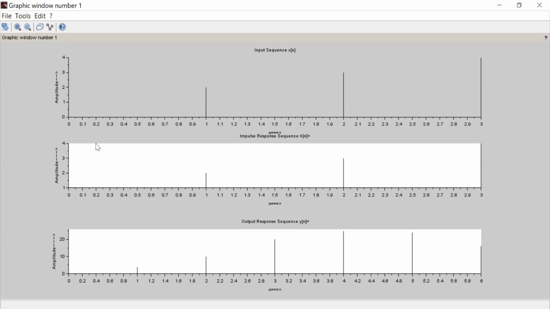Okay, subplot 3, 1, 1 we have taken. That means 3 rows. This is first row, second row, third row, and only one column. And that first figure indicates x of n, second figure indicates h of n. This is output y of n, that is linearly convolved signal. Therefore, from this experiment, we have done the linear convolution of 2 signals and we have verified the associative, distributive and the commutative properties. Okay, thank you.